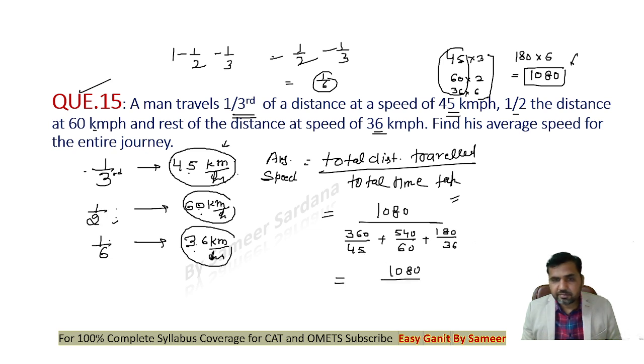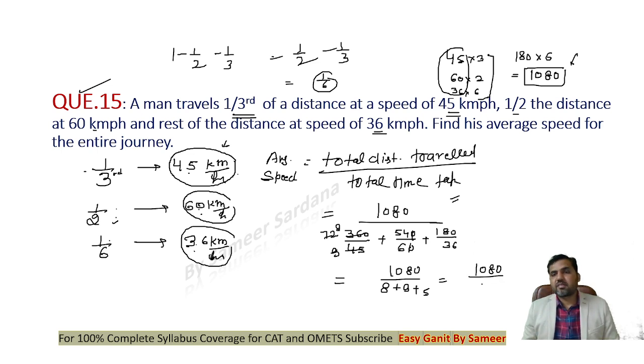1080 upon 5 into 9, 5 into 72. This is 8. 8 plus 9 plus 5. That is the answer. 1080 upon 17 plus 5, 22. So 2 into 11, 2 into 540. 540 by 11, that is 49.5.